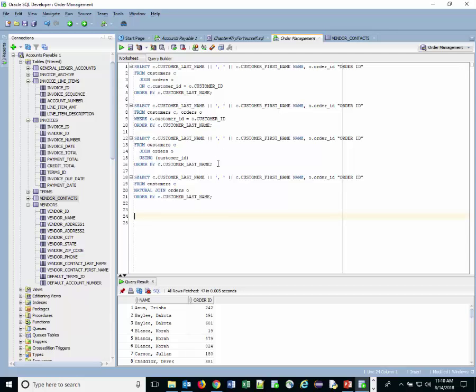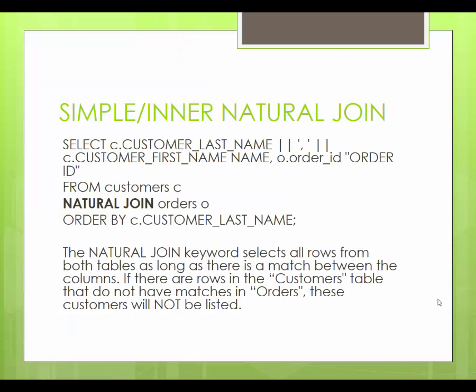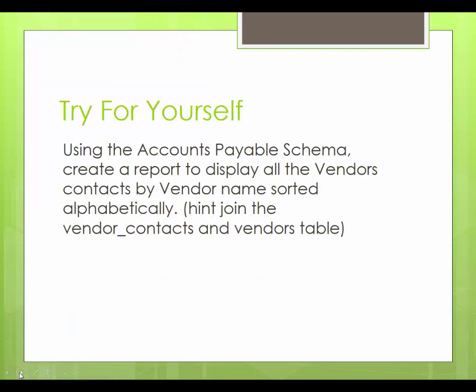All right, so using the natural join, I want you to update your SQL statement using a natural join to display the vendor contacts by name and alphabetically, and you're going to use the vendor contacts and the vendor table to get this information. So pause this and go ahead and update your SQL statement.